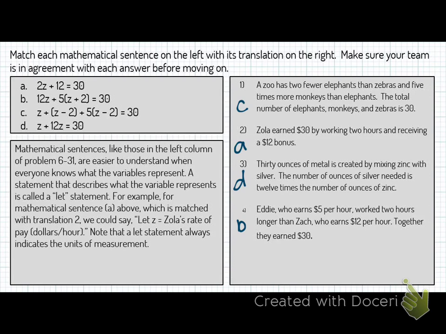For example, for mathematical sentences, a sentence A above, we know that A was for number 2. So if it said number 2 is Zola earned $30 by working 2 hours and receiving a $12 bonus, we could say this. For number 2, we could say let Z equal Zola's rate of pay in dollars per hour. Okay, so notice what there is. It says let Z. We start with that equals, and then we have to say what it equals, Zola's rate of pay, and then the unit, dollars per hour. Note that a let statement always indicates the units of measurement.